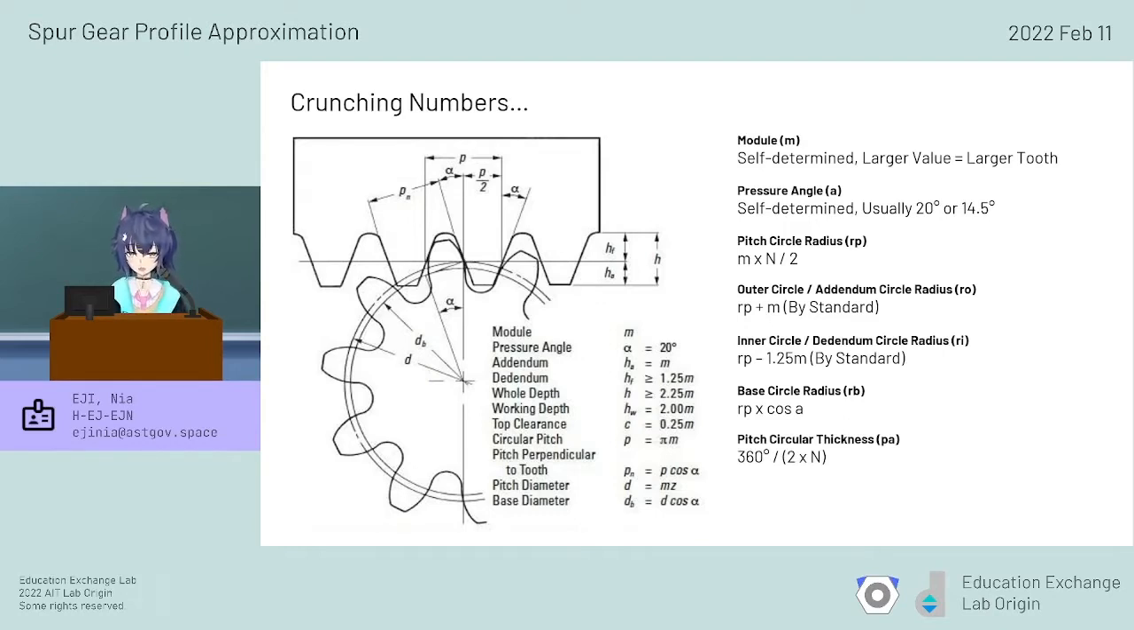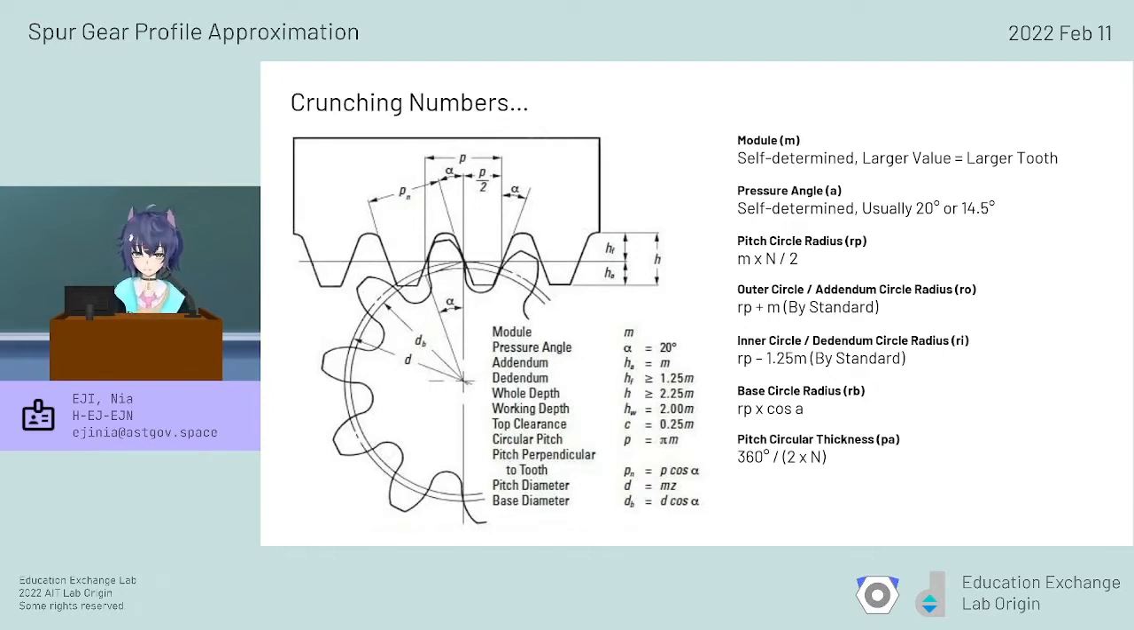Then the pitch circle radius, as per the definition of the module, is the module times the number of teeth. This will give us its diameter, and then we divide it by 2. For the outer circle or addendum circle, we usually add one module to it. This is by standard. For the inner circle or the dedendum circle, the radius is usually 1.25 times the module. This is also by standard. For the base circle, it is the pitch circle radius times the cosine of the pressure angle.